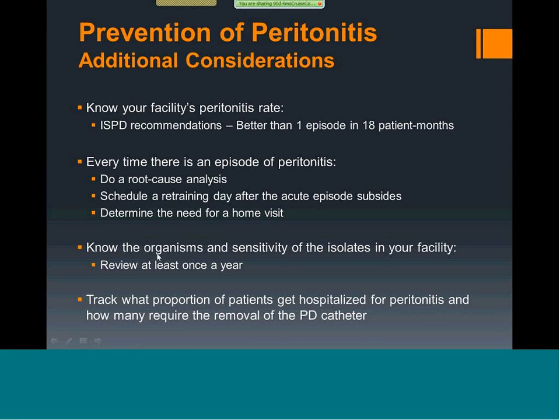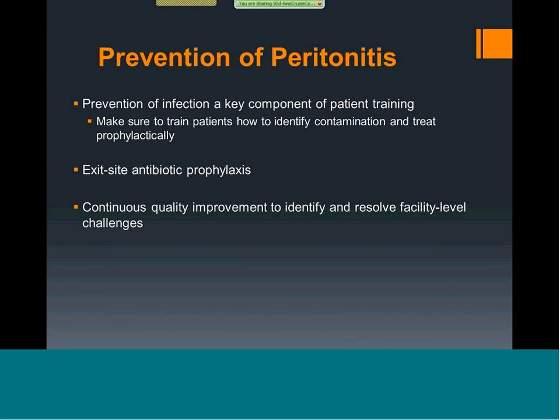It's important to know what organisms are causing infection in your facility, not DaVita-wide, but in your own facility. We review this at least once a year, and whether we need to change what we are doing based upon the organisms that we see. You track what proportion of patients get hospitalized for peritonitis and how many require the removal of the PD catheter. This is a critical component of continually striving to improve outcomes within the facility. And prevention of infection is a key component of patient training. We talked about identifying contamination, exit site prophylaxis, and QI.